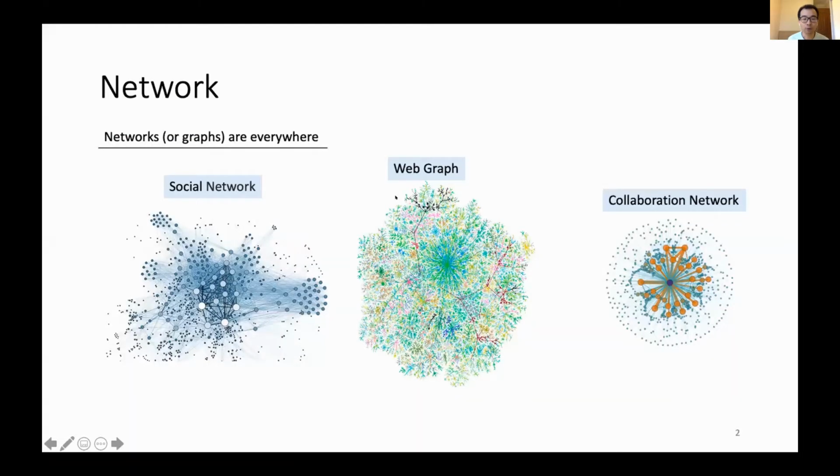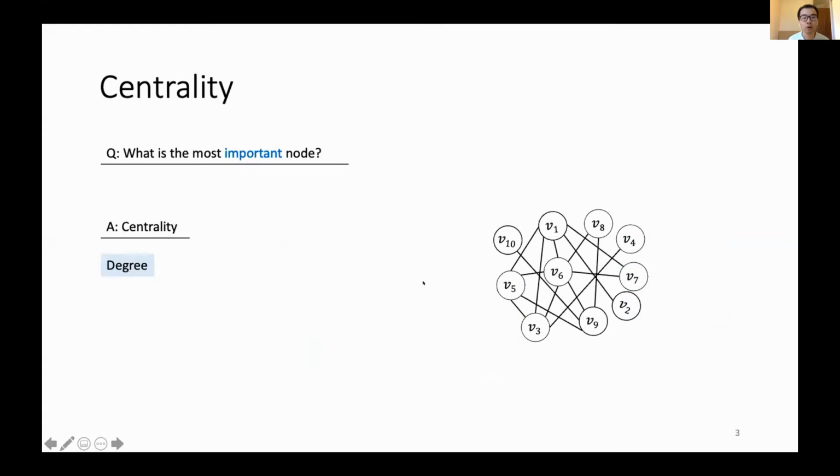As we all know, graphs or networks are everywhere, and examples can be social networks, web graphs, and so on. In a network, we are interested in answering questions like, what is the most important node? To answer these questions, different centralities have been proposed, and the basic one is degree.